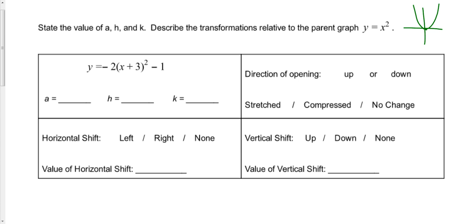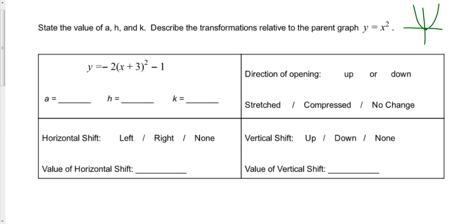But what we want to do is figure out, based on the fact that we have this particular equation, what our A, H, K values are, and then determine what that would do in terms of shifting the parabola to the left, to the right, moving it up or down, stretching it vertically so it's made tall and skinny, or compressing it so that it's made short and wide.